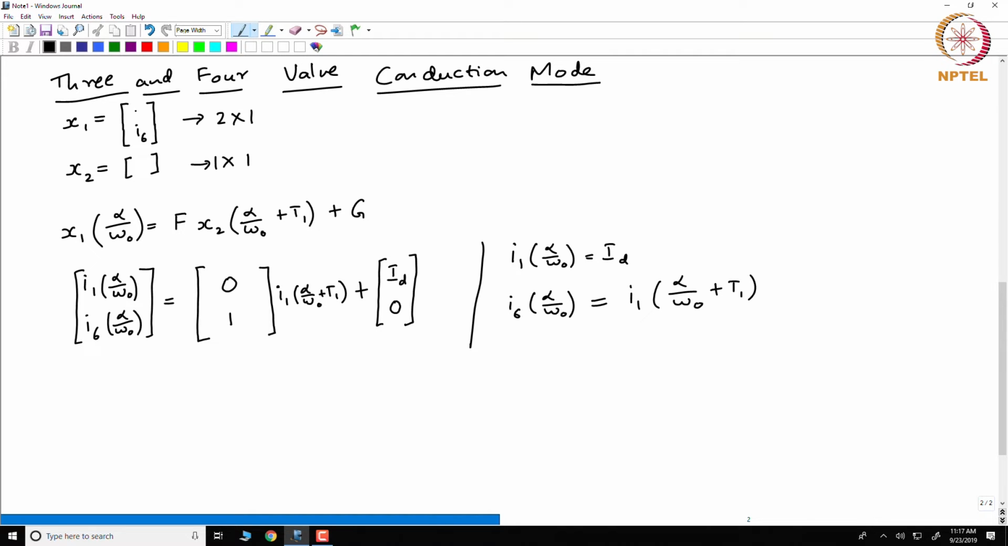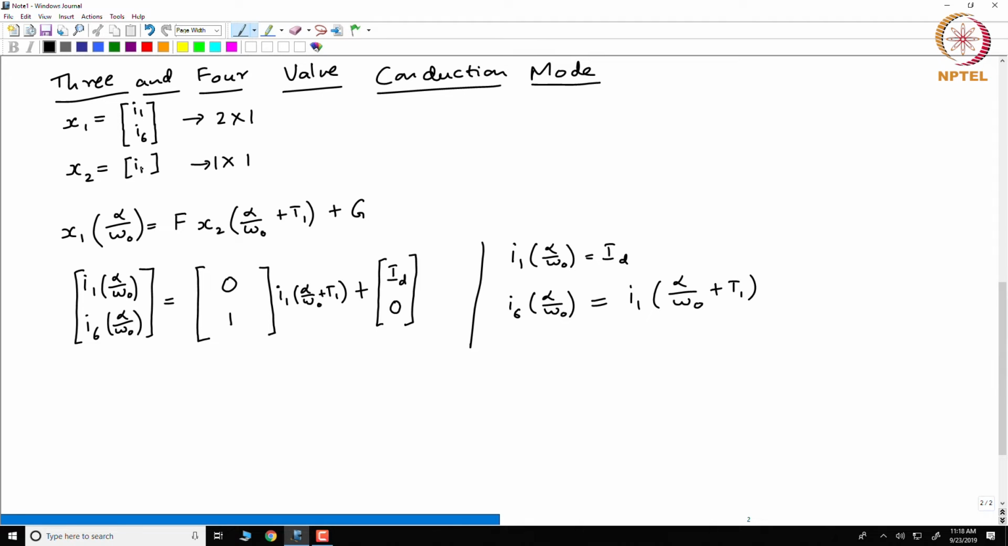So that means I can take this x1 as I1 I6 and x2 as I1. This works. We don't know whether something else also works. We will be happy as long as the one which we are trying works. One can try to find out if any other choice of x1 and x2 will serve the same purpose. Say my intention is to relate x1 at alpha by omega O and x2 at alpha by omega O plus T1 through F and G, where F and G are constants.